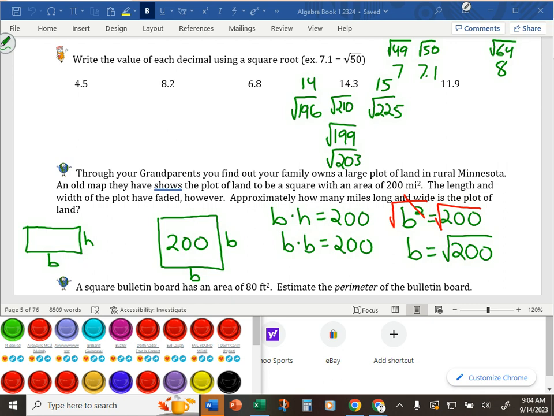So now you're doing exactly what you did on the rest of the page. You're finding the root of a non-perfect square, right? What two perfect squares are on either side of root 200? Break it down, okay? You have another word problem after that.